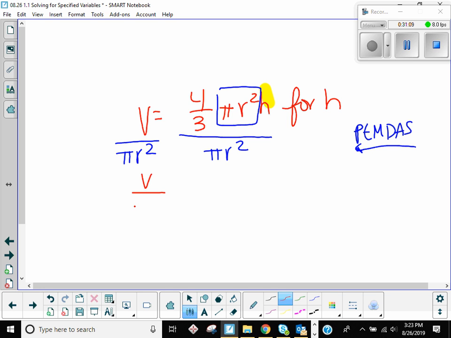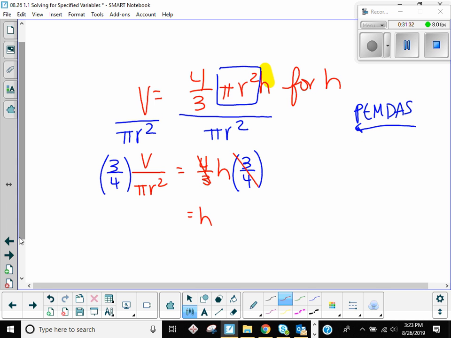So I have V over pi r squared equals 4/3 h. And then from here, I need to undo times of 4/3. The way I like to think about it is multiplying by the reciprocal. Because these cancel out right here, leaving me h. And then when I multiply across the top and bottom of this fraction, I get 3V over 4 pi r squared.